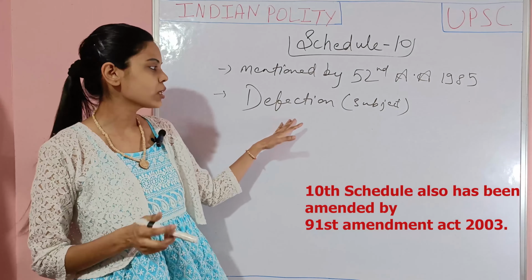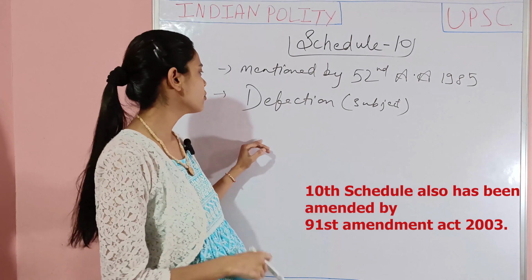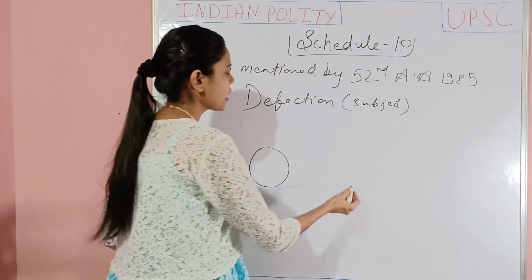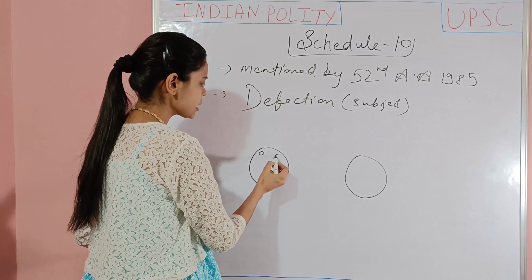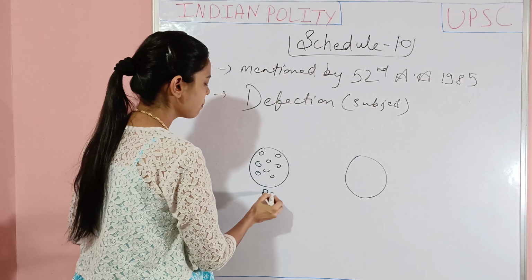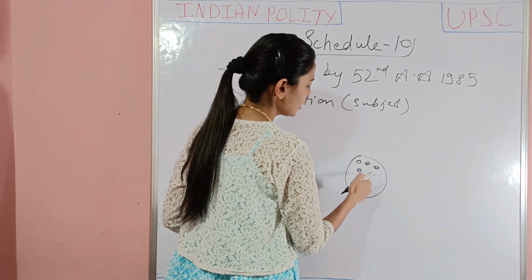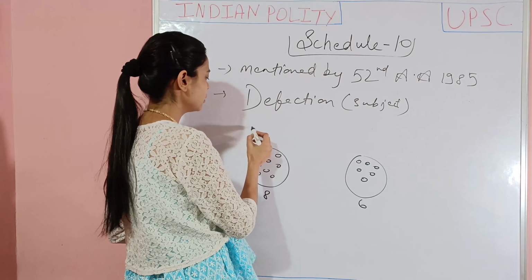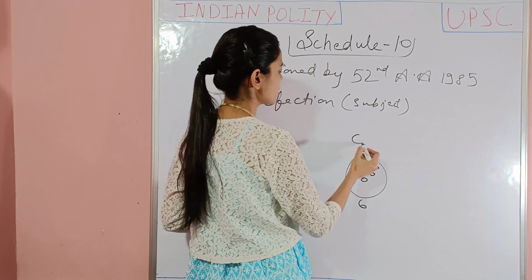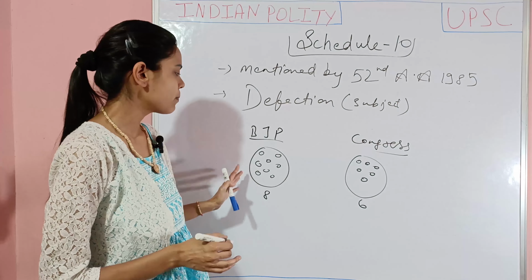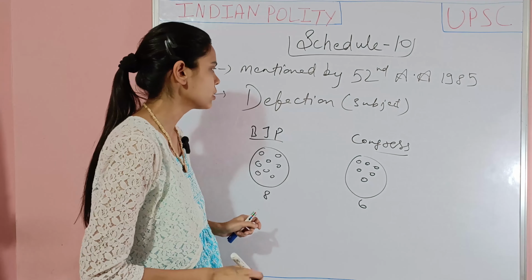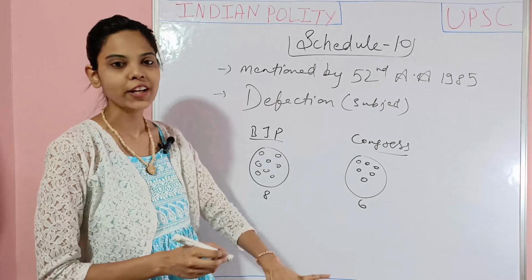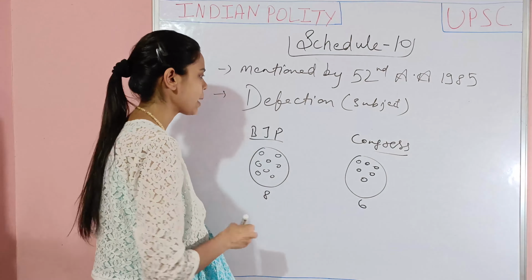Now what is defection? If you don't know, listen very carefully. Suppose there are two parties or groups. In this party, there are 8 members, and in this party, there are 6 members. And the names I'm going to give them are BJP and Congress. Okay. An example is the best option to explain the meaning of defection to the student, so I'm giving you the example.